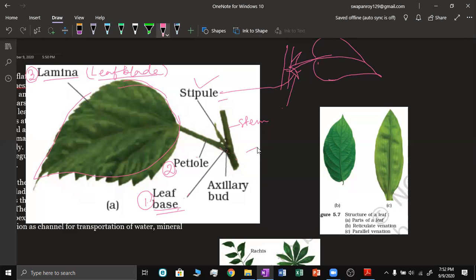Stipules: if you see the China rose plant, there you will get two green structures, very fine and pointed. In some cases, if you see the leaf of some leguminous plants, the leaf base is slightly swollen. So the leaf base is swollen. This swollen leaf base is called pulvinus.